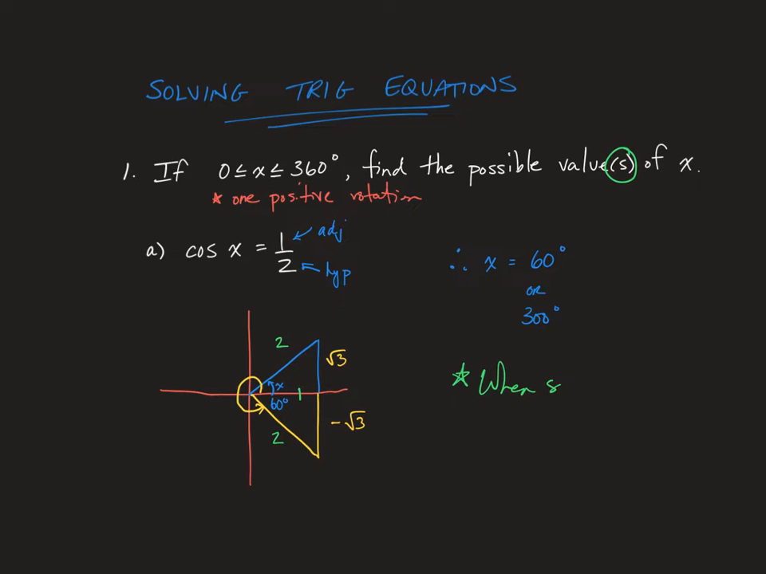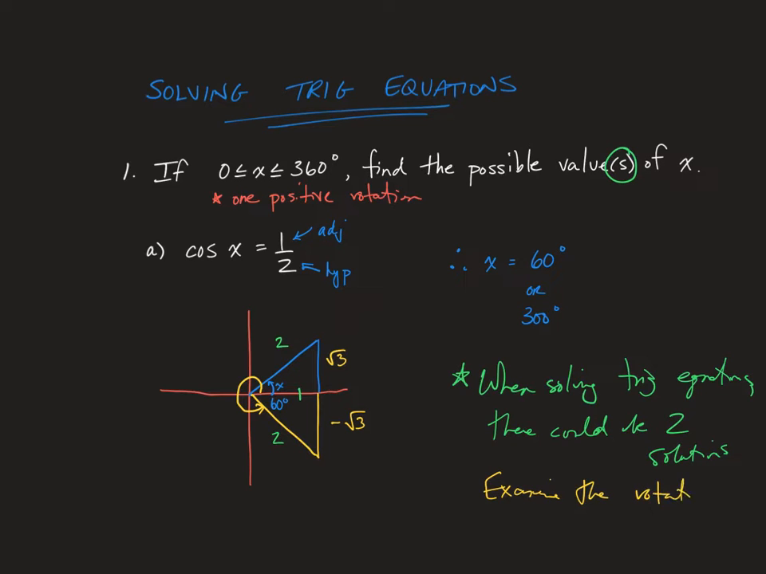When we're solving trig equations, and I'm just jotting this down super fast, then there could be two solutions. And so, what do we always do as we go through to solve trig equations? We examine the rotation angle. So, what we're going to do is spend our day today working through some rotation angles to be able to solve trig equations.